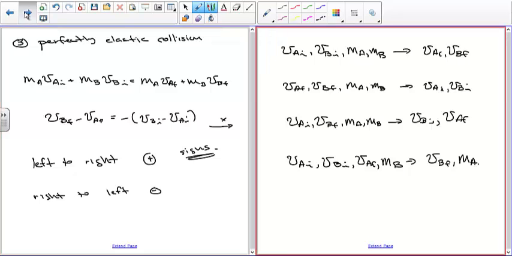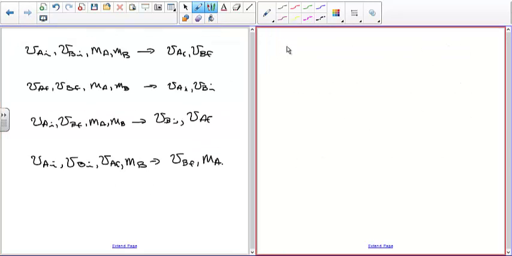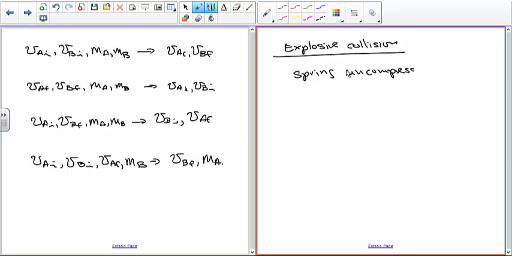And then the final one are these explosive collisions. And what's an explosion? Well, it could be a spring uncompressing. So it's initially compressed and then it uncompresses. It could be a gun and a projectile.